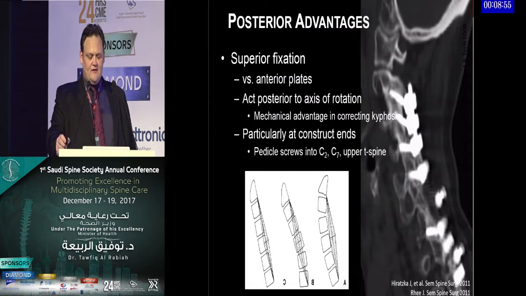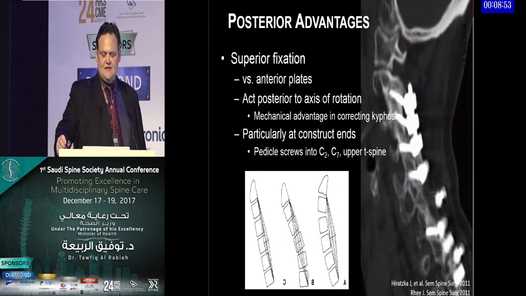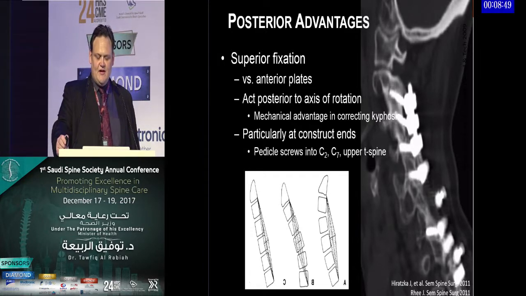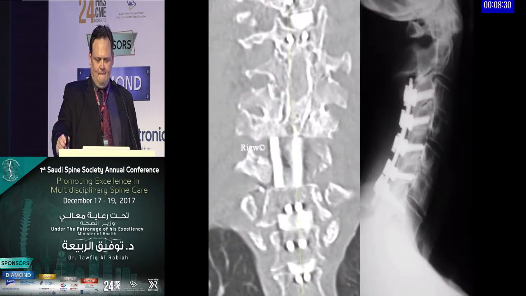The advantages here are obviously superior fixation versus anterior plates. This fixation does act posterior to the axis of rotation and helps restore a tension band. And particularly if you use 3-column fixation, such as pedicle screws, you're going to have much more sound stability. For any significant deformity, typically my end levels will be the occiput, C2 most commonly, and then inferiorly C7, T1, T2, somewhere in that region.